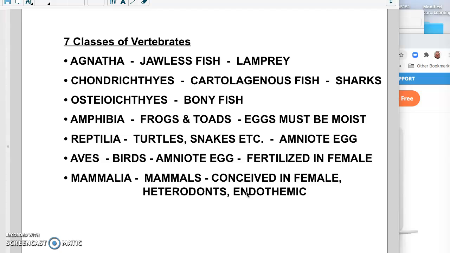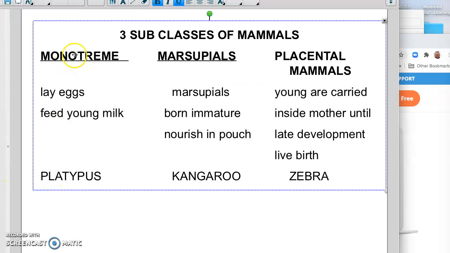There are 3 specific types of mammals that I want you to be aware of, and they are subclasses. They are the monotremes. They are mammals. All mammals feed their young milk, but monotremes lay eggs and feed their young milk, like a duck-billed platypus. The marsupials: the young are born immature and they nourish them in a pouch like a kangaroo. And then we have placental mammals. The young are carried inside the mother until a late development stage and they're given a live birth, like a zebra, a horse, a deer, a human.